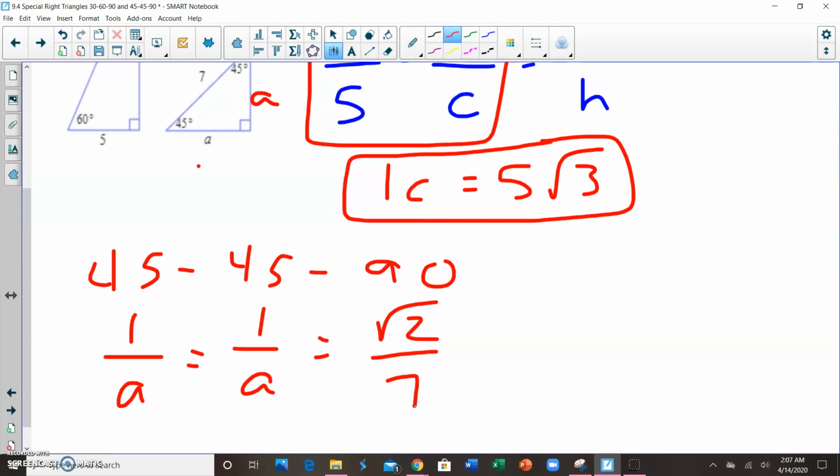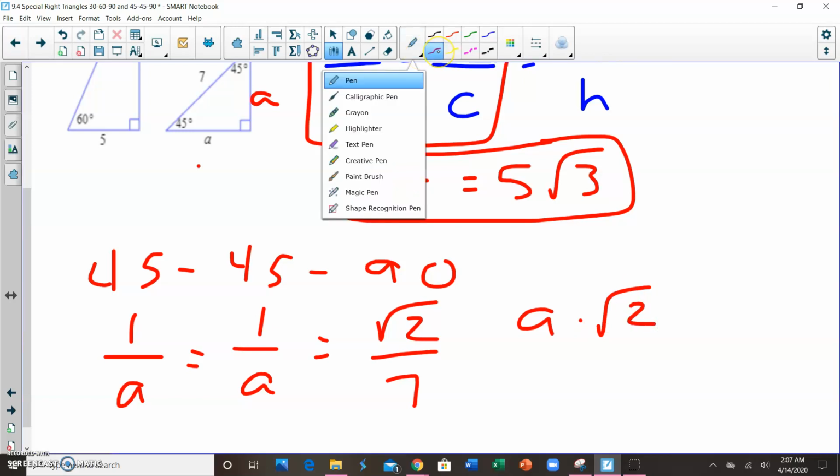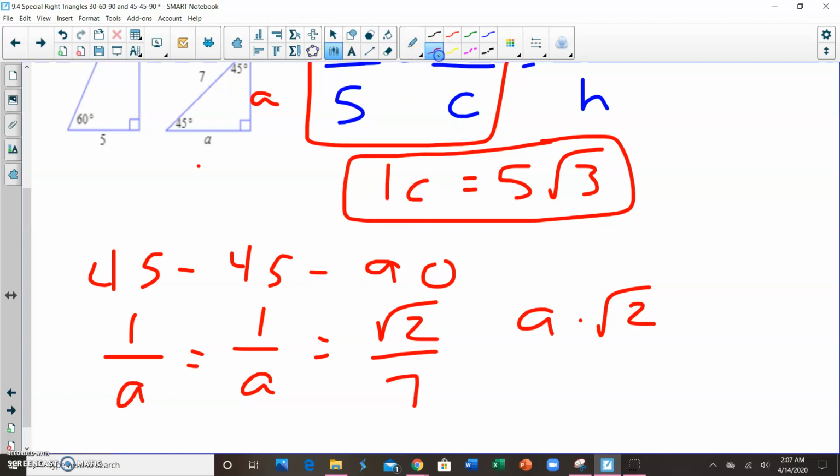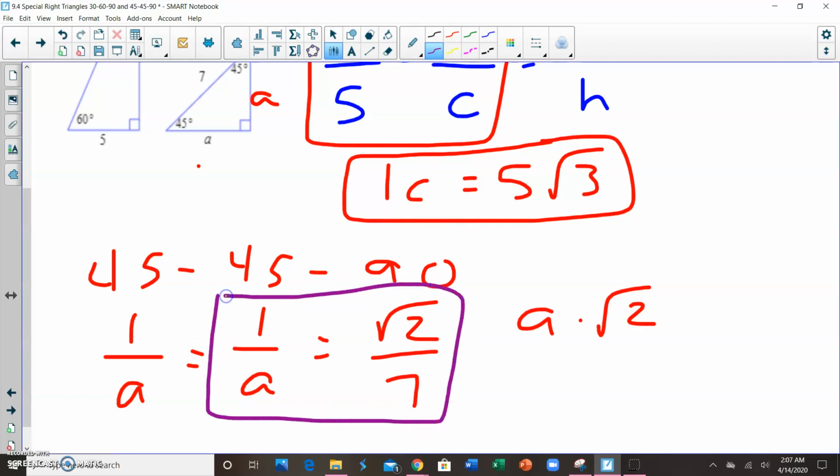So then you can simply cross multiply. So you get A times the square root of 2. So what am I doing? I am simply cross multiplying those two. So A times the square root of 2 is equal to 7. And then I divide both sides by the square root of 2 to get my A all by itself.